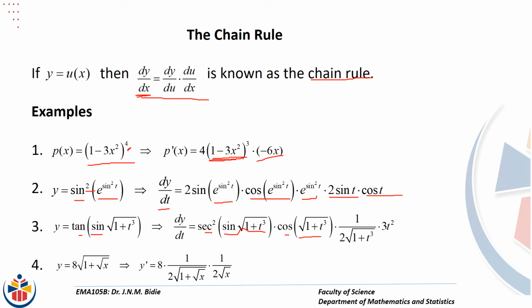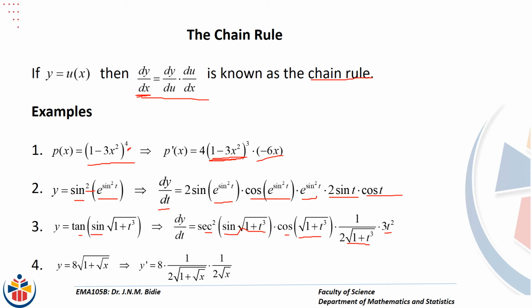And I'm still writing the argument of sine, which is square root of 1 plus t cubed, multiplied by the derivative of the angle, or the argument. We know we've got a square root, so it's always 1 over 2 square root, whatever is under the square root sign. And then thereafter you multiply by the derivative of the argument of the square root.